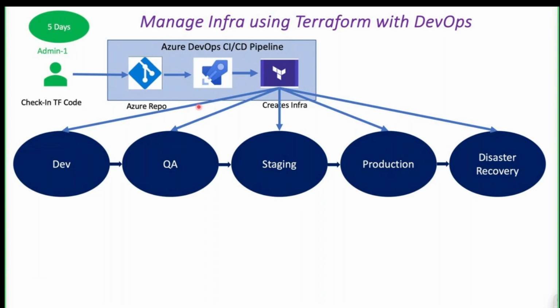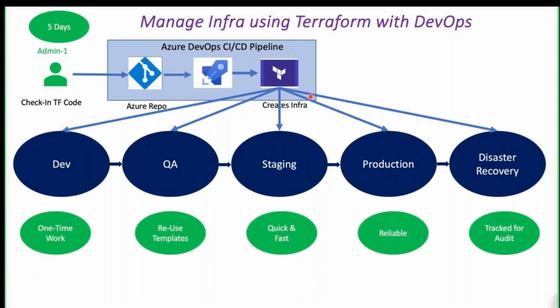So how can we do that? He can store the code in the Azure repository. The Azure repository will have that Terraform code, and the Azure pipeline will pull the code from the Azure repository and call Terraform to create the resources. That's how we can do it.